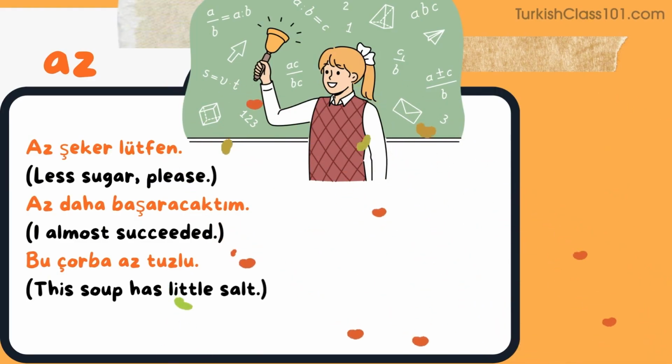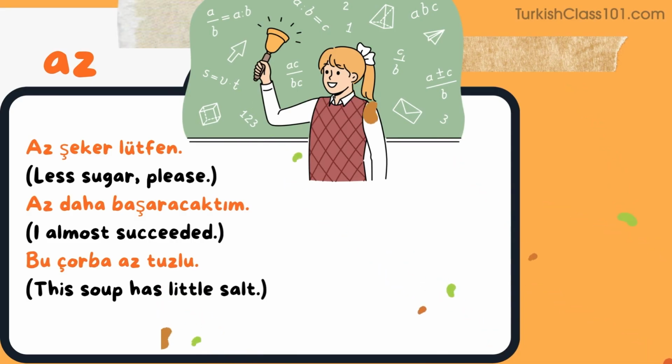Or az daha. This can also mean something like that. Az daha başaracaktım. Here it means almost. I almost succeeded. Like if I had just gone a little bit more, I was going to succeed. Az daha başaracaktım.